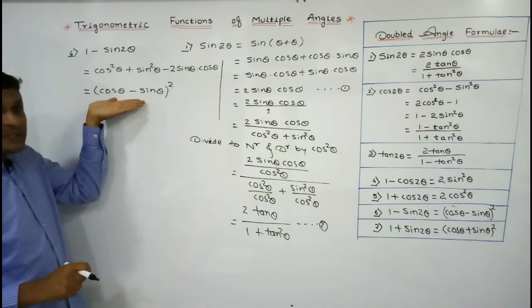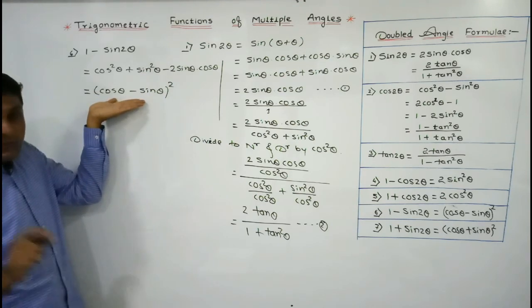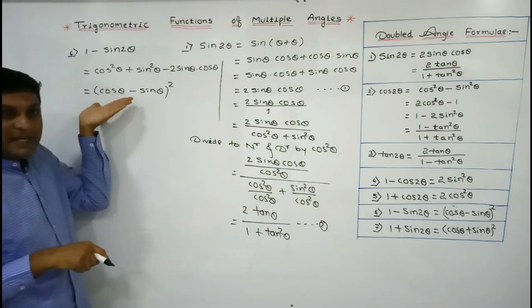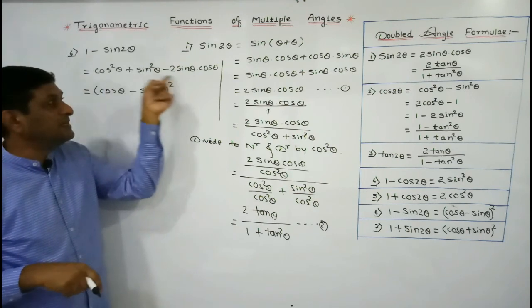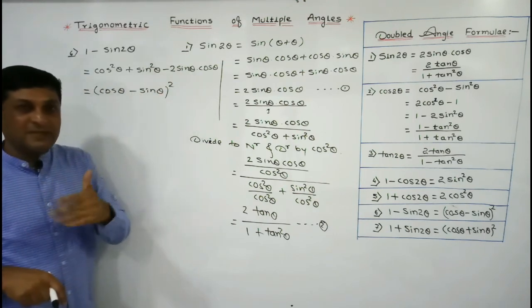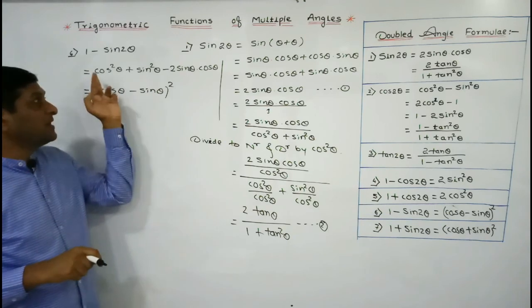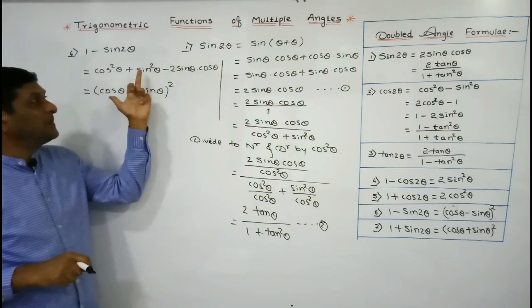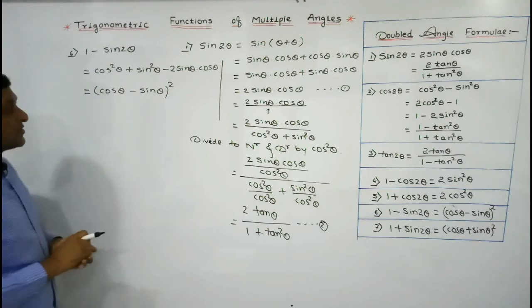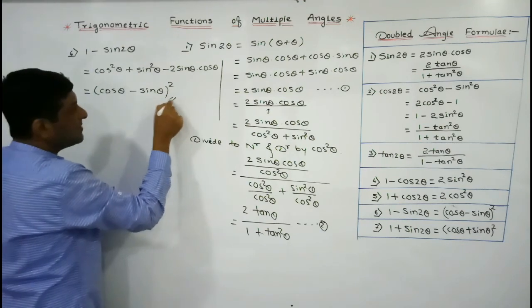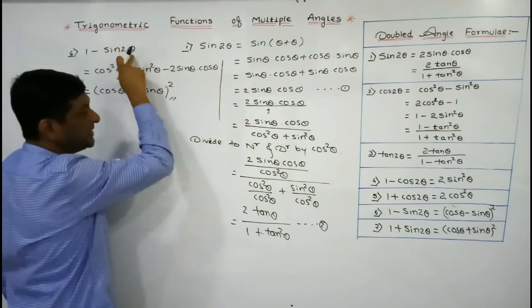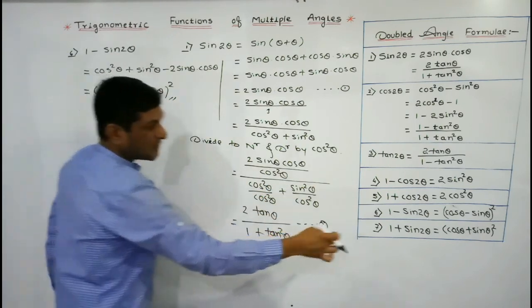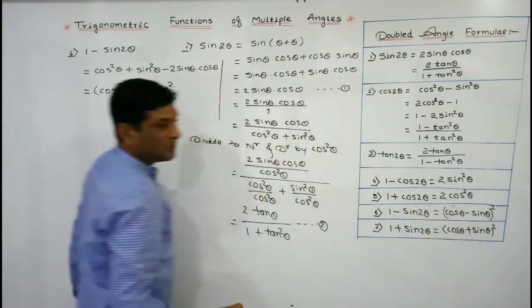If you expand this using which identity? A minus b whole bracket square, you will get this result, isn't it? What is the value of a minus b whole bracket square? A square minus 2ab plus b square, isn't it? So this is nothing but our required value, that 1 minus sin 2 theta is equal to cos theta minus sin theta whole bracket square.